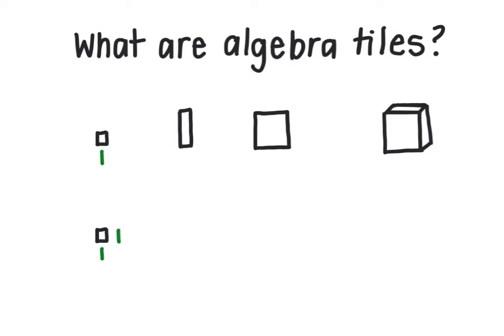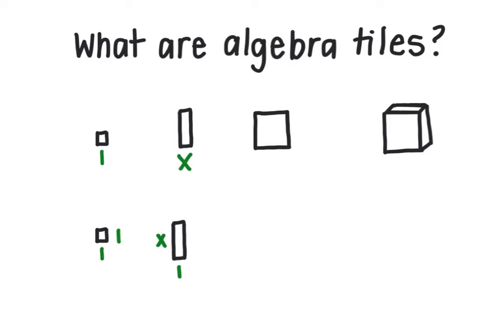The second tile is the x tile. This tile has a name of x. It gets its name because it has a width of 1 but an x as its length. So 1 times x, or its area, would be x.